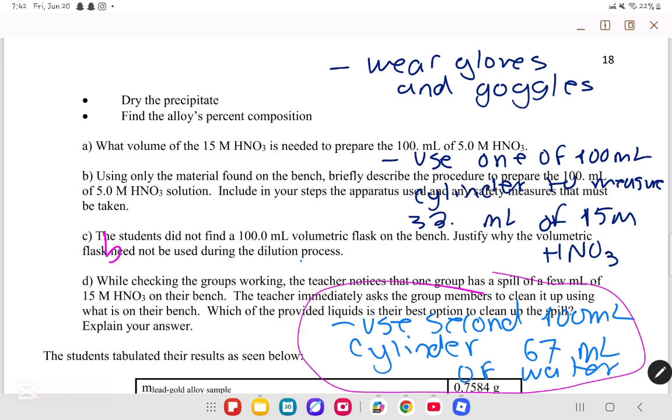Next thing you're gonna do is put the water into the beaker. Okay, and then after this, you're gonna put the HNO3 where? Into the beaker, and you will stir it.